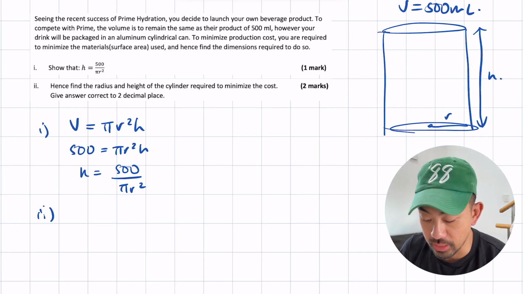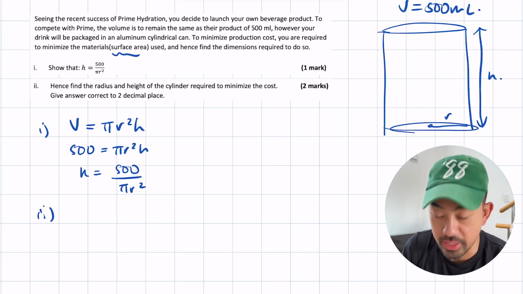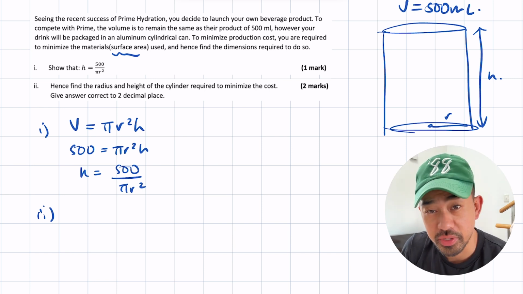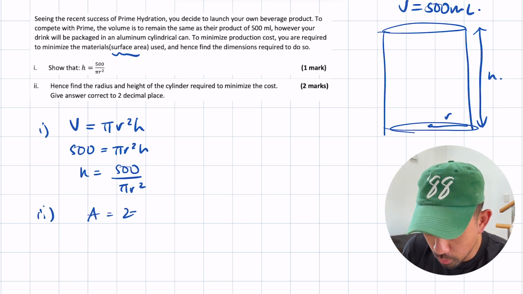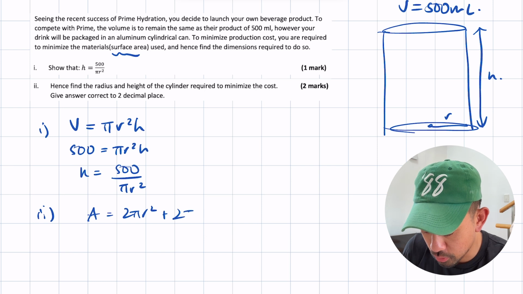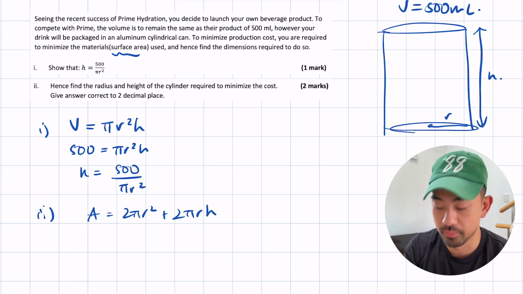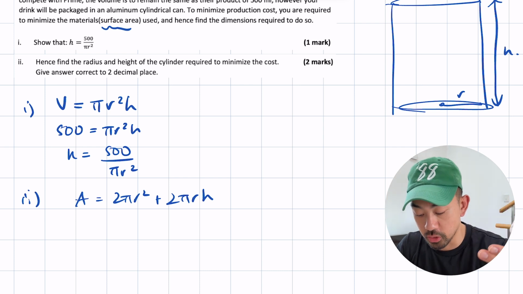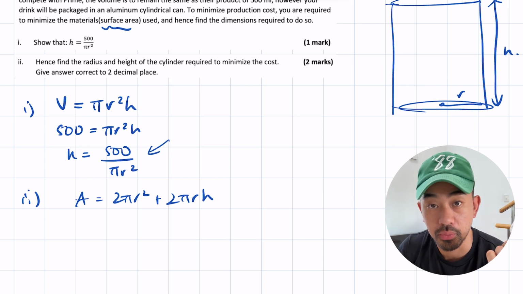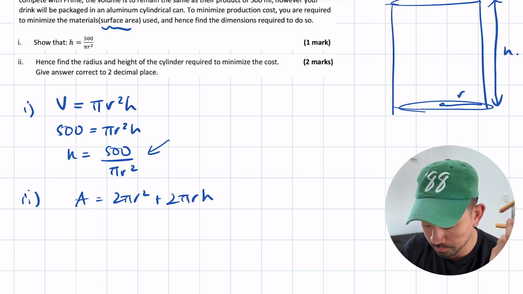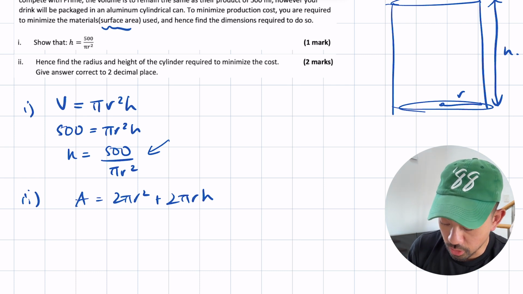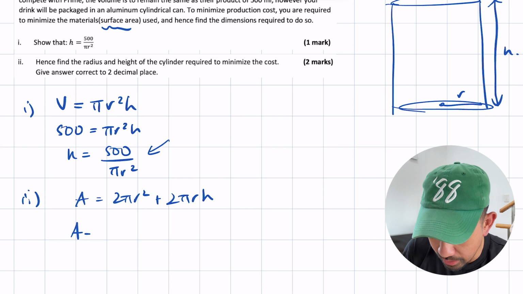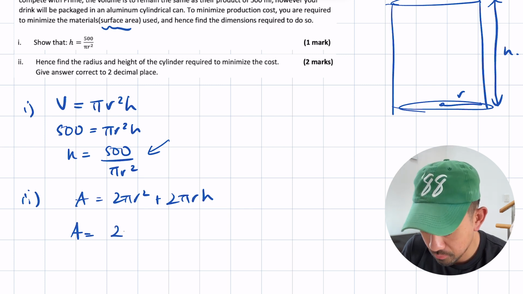Okay, so II says, hence find the radius and height of the cylinder required to minimize the cost. So we've got to use the fact that there's some sort of surface area, right? Because we're trying to minimize the surface area. Well, what's the surface area of a cylinder? 2 pi r squared for the circles, plus 2 pi r h for the bit around, like what you hold on to. Whenever you do these optimization questions, it kind of leads you in. So you're going to need to use this value, h is equal to 500 over pi r squared. So I'm going to substitute that in.